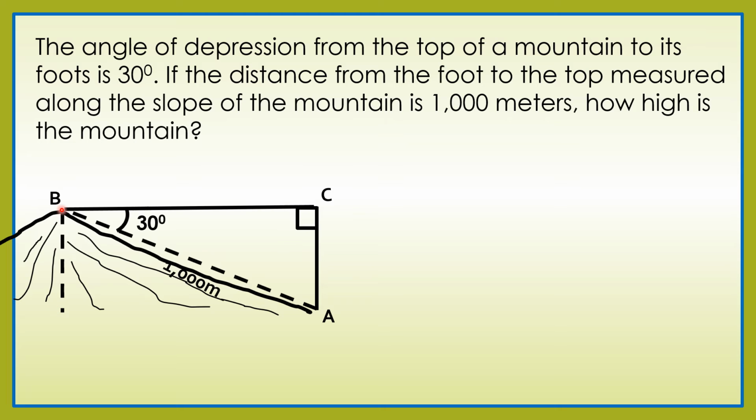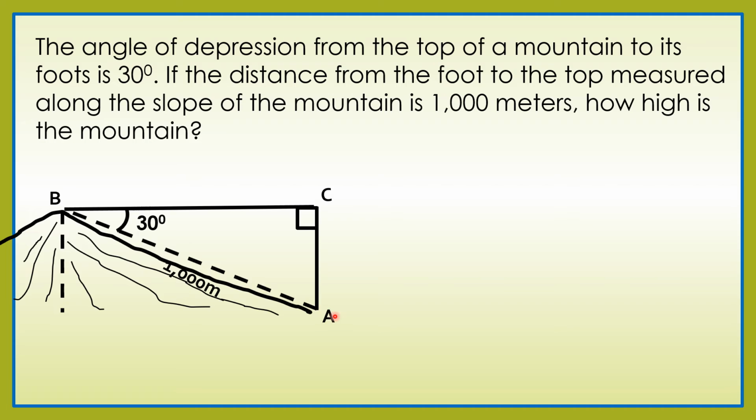So, let us name this point as point B, and yung dito sa pinakapaa niya ng mountain is A. So, from A to B, ang measure daw niyan is 1,000 meters. So, ang hinahanap natin ay yung taas ng mountain, same lang siya dito. And then, yung angle of depression na mabubuo natin from angle B, that is 30 degrees.